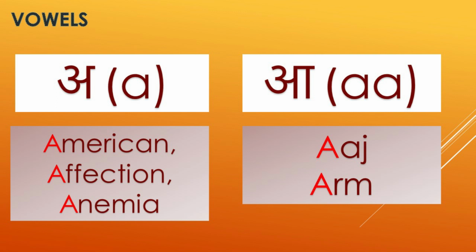A. Pay attention to my voice and listen to the sound very carefully. When you stretch the first sound, you get the second one. So the first sound is as in American, as in affection, as in anemia. Now the second sound is as in aj, as in arm.